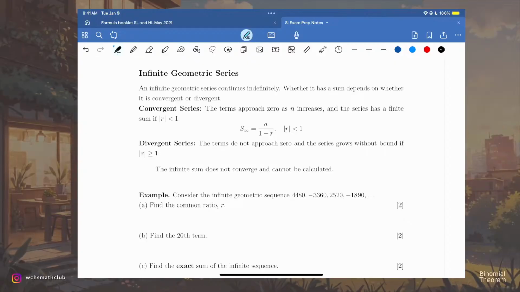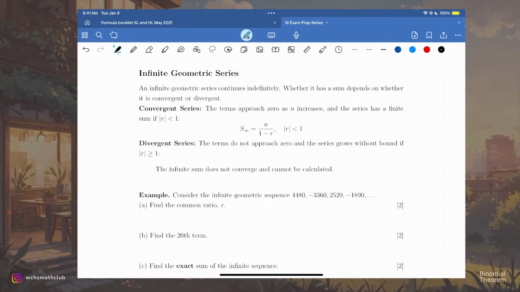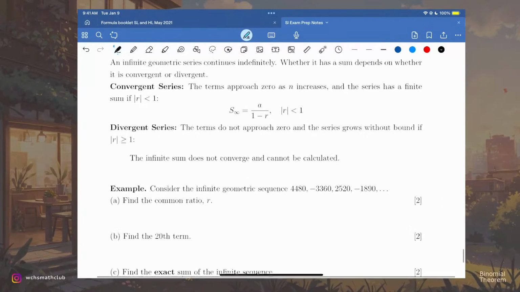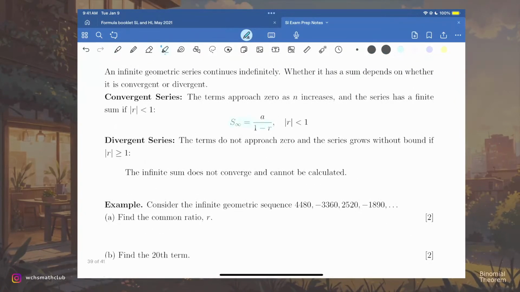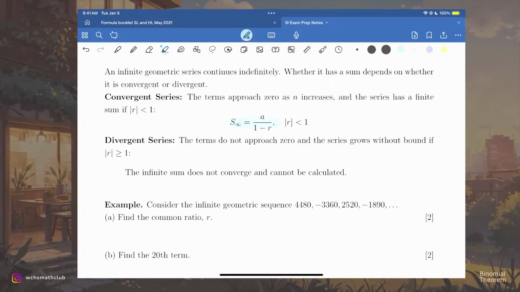For a convergent series, the term approaches 0 as n increases, and the series does have a finite sum if the absolute value of r is smaller than 1. So this is the formula here: the sum of all the terms equals a over 1 minus r, where a is the first term and r is the common ratio. But we have to make sure that the absolute value of r is smaller than 1.